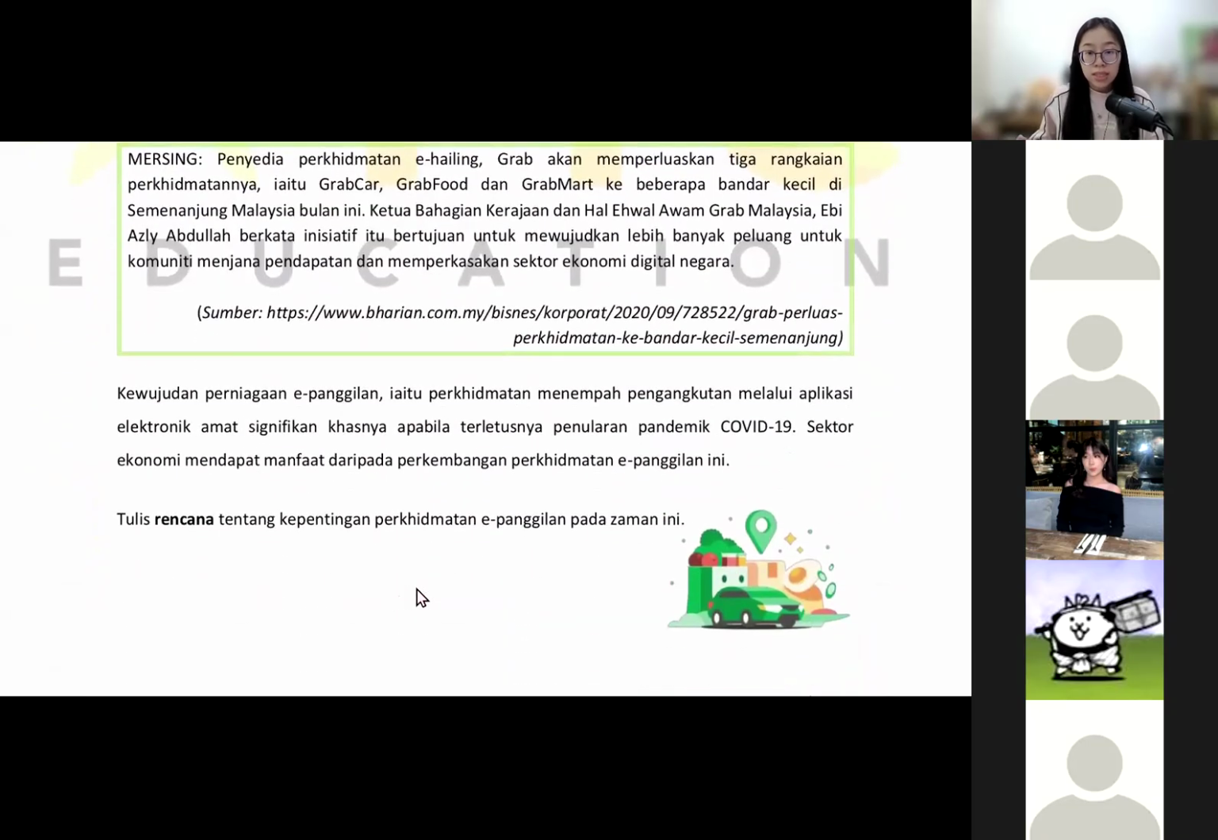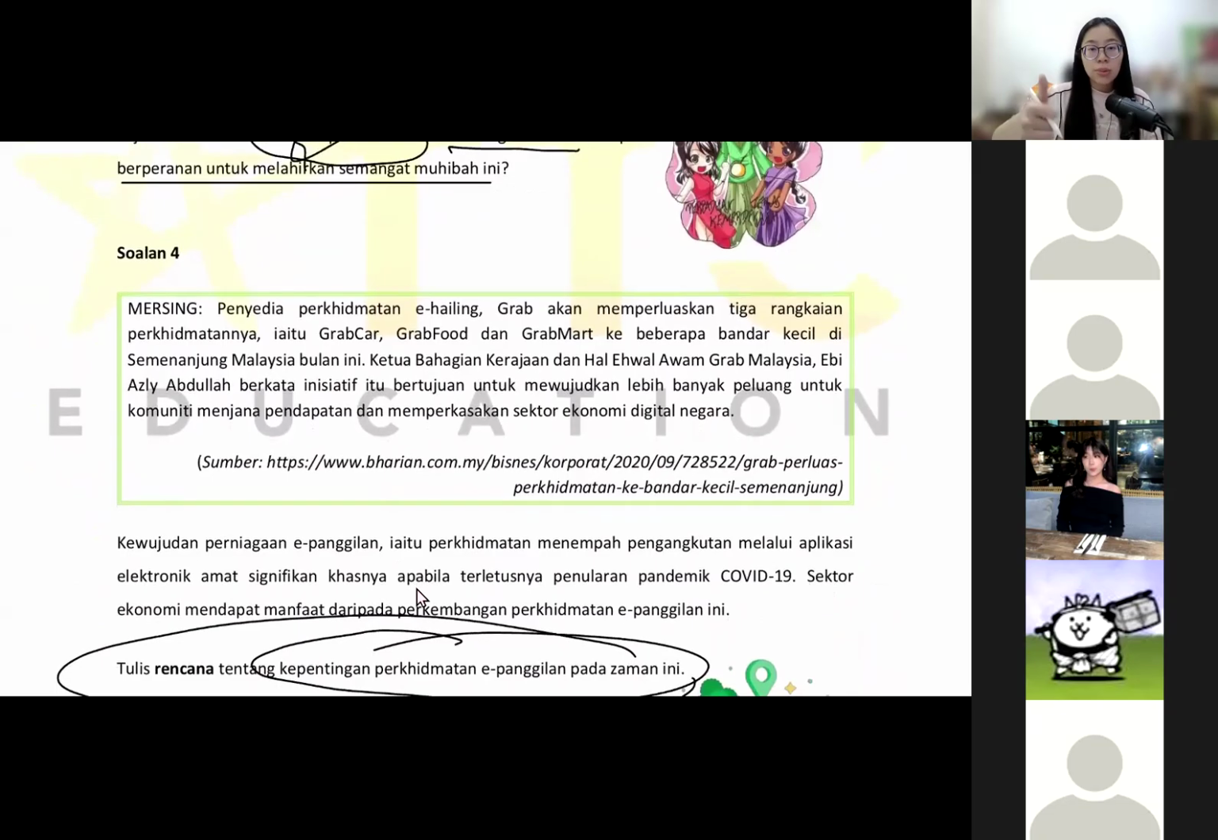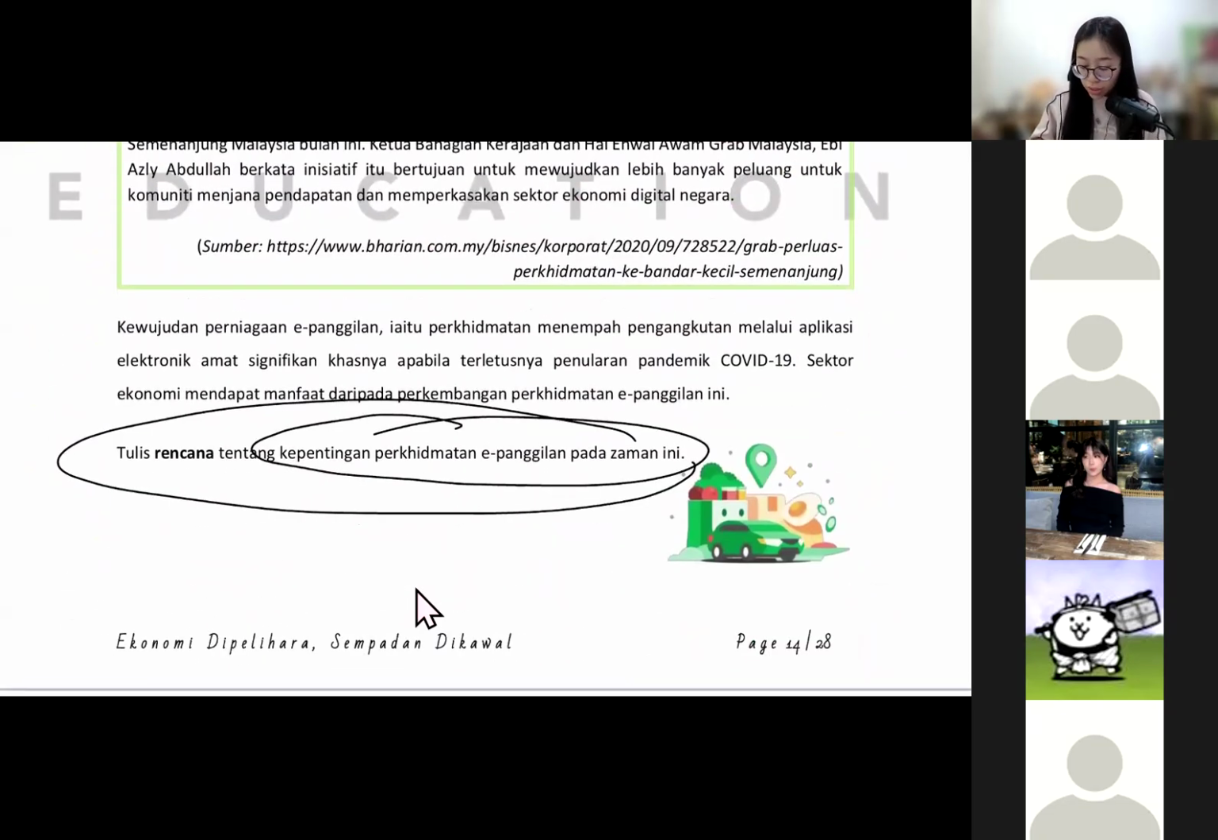The next one, they saying, write a rencana tentang kepentingan perkhidmatan e-panggilan pada zaman ini, which is, what is the benefits of the service, Grab car, Grab food, Grab marts, all these, in the rencana format. Okay, rencana is a format here. So, format very easy. You just put your tajuk and then oleh siapa, then you get the marks here already. Can? So your tajuk very easy.